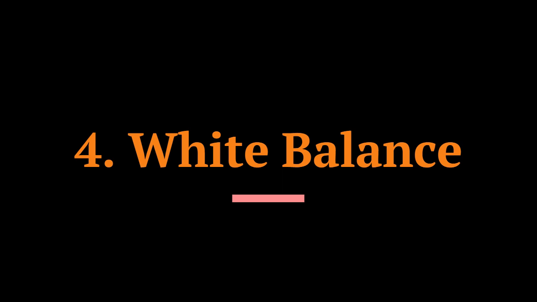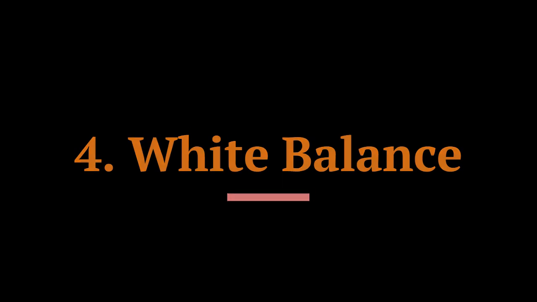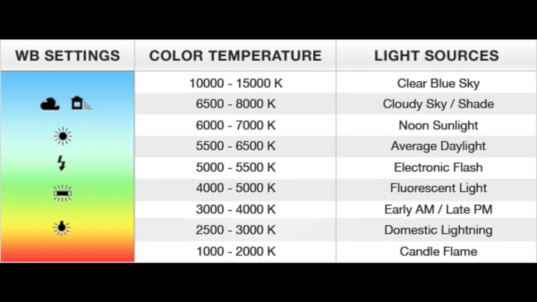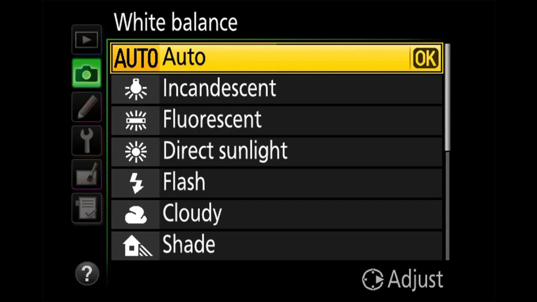4. White balance. White balance adjusts the color temperature of the image to compensate for different lighting conditions. Use the camera's white balance presets, such as daylight, cloudy, tungsten, etc., or set a custom white balance based on the lighting in your scene. This ensures accurate color representation in your photos.